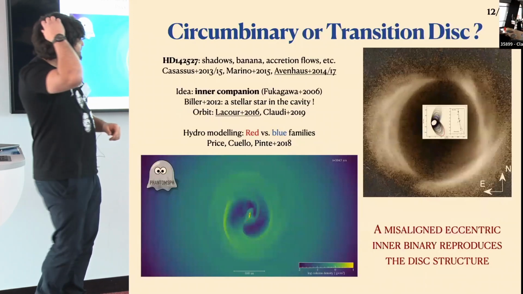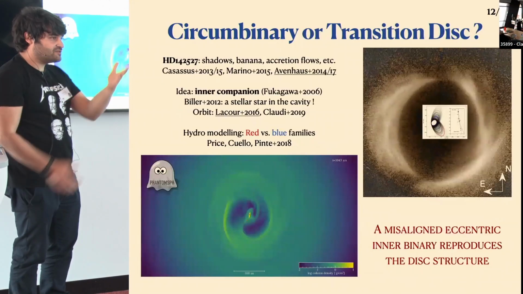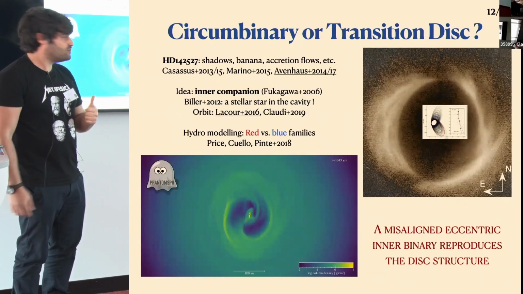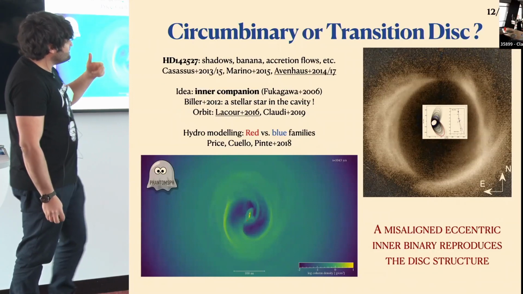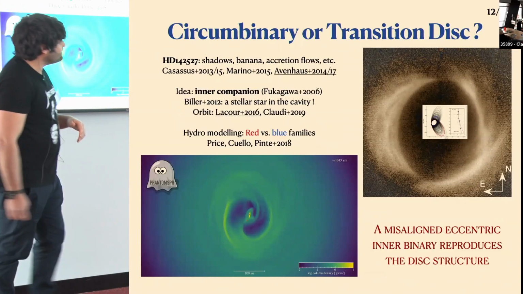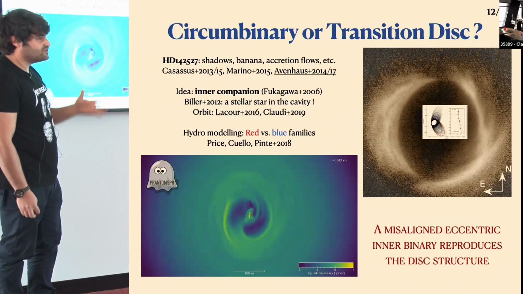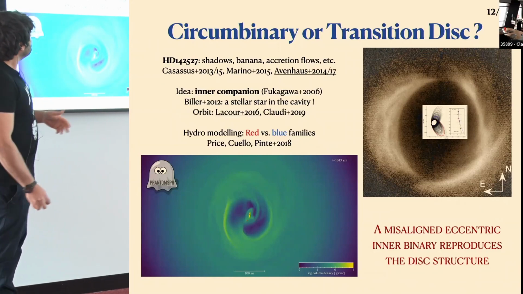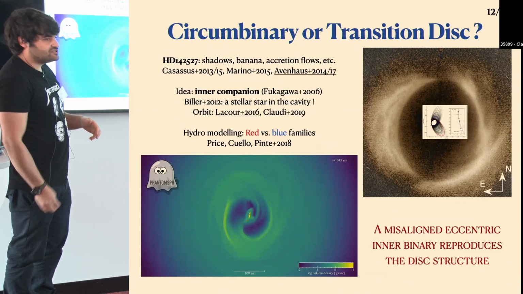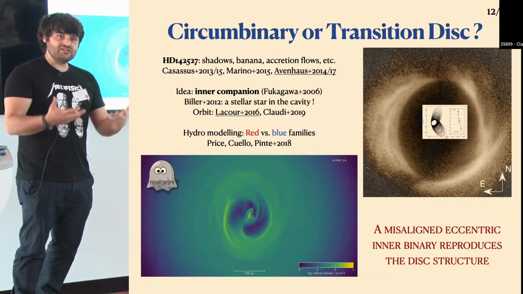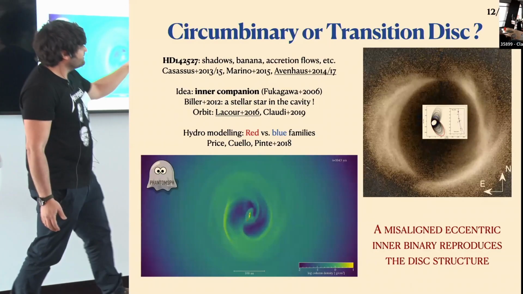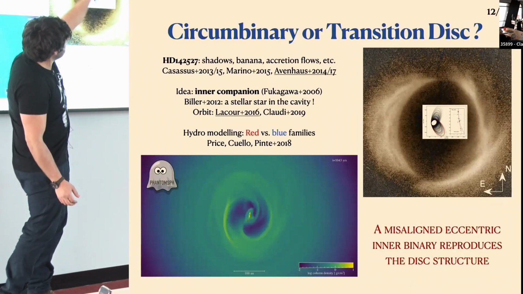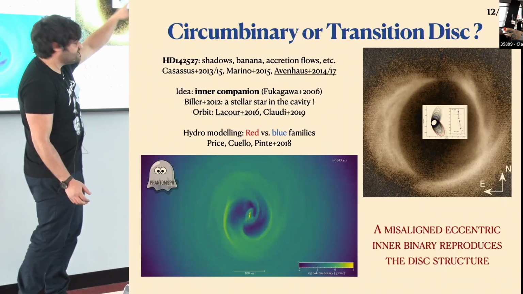And here is where everything began for me, working with Daniel. This is a work we did together on this fascinating system, HD 142527. This is the first time I was modeling a binary together with Daniel. And this was an amazing system because there were multi-wavelength observations of it. And we knew that here you have two shadows. There are some spirals over there. There is a big cavity.